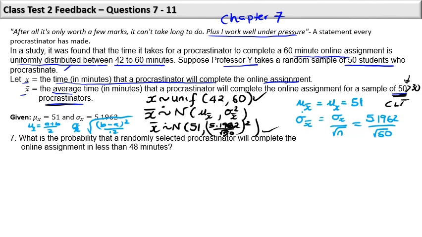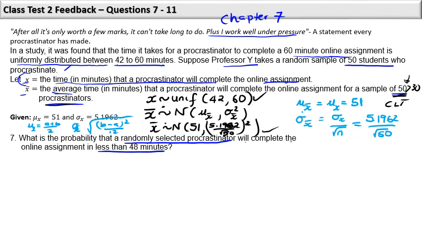Let's go to question 7. They are asking us, what is the probability that a randomly selected procrastinator, one procrastinator, will complete the assignment in less than 48 hours? Now you will agree with me, since we're dealing with one procrastinator, it means we are dealing with x. So we are not at x bar. So we're looking for the probability that one procrastinator will complete the assignment in less than 48 hours.